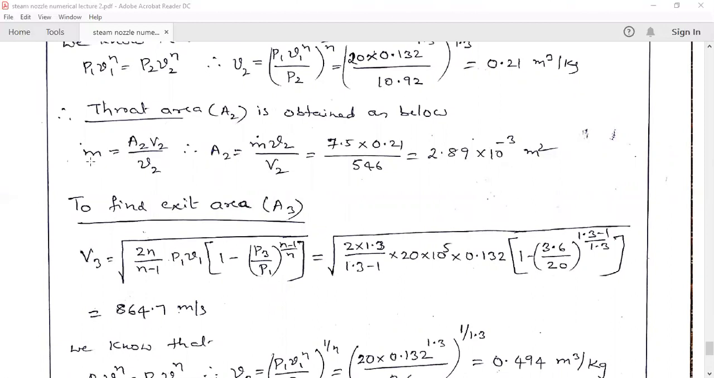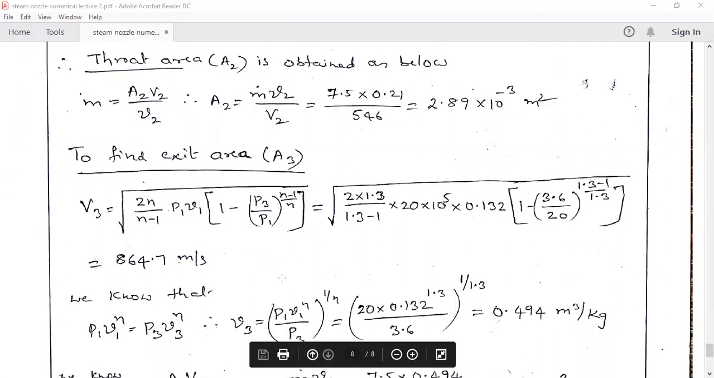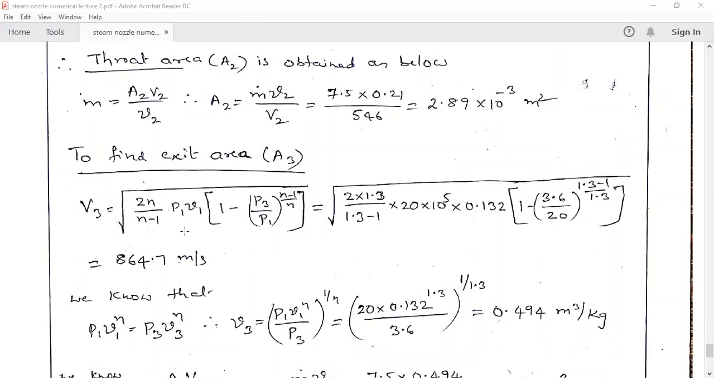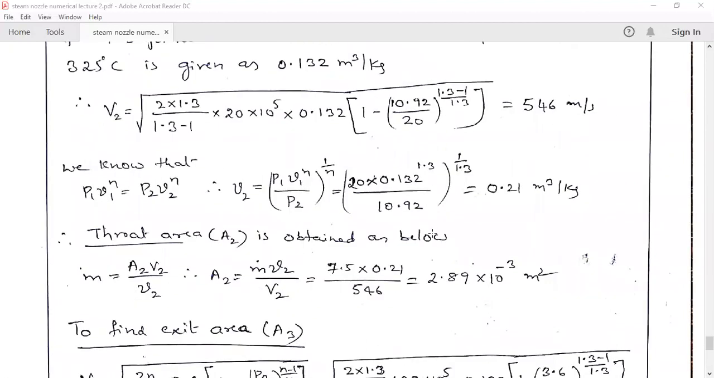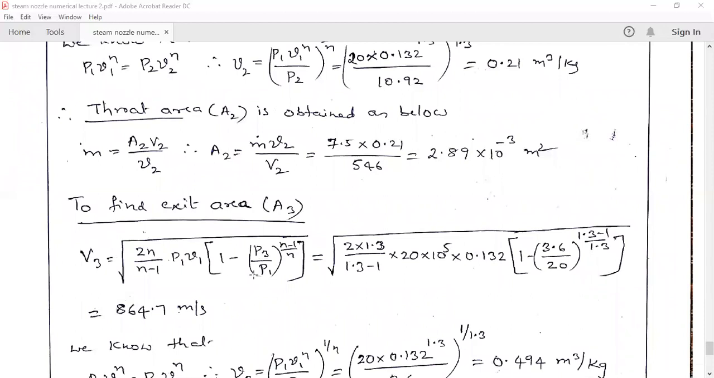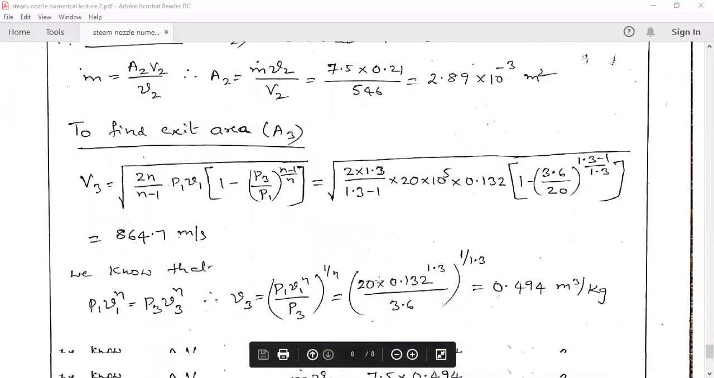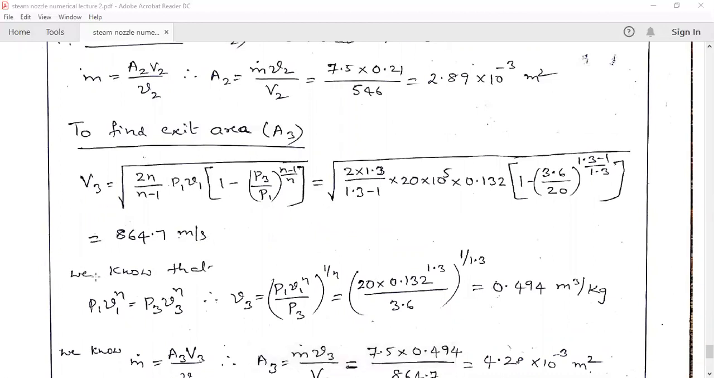To find the exit area, again m dot equals A3 into V3 by small v3. So you need to find out the velocity at the exit as well as the specific volume at the exit. The velocity at the exit is given by the same expression again. In the previous case, you obtained P2 by P1. Here it is P3 by P1 since we want to find out at the exit. So V3 is equal to 864.7 meters per second.